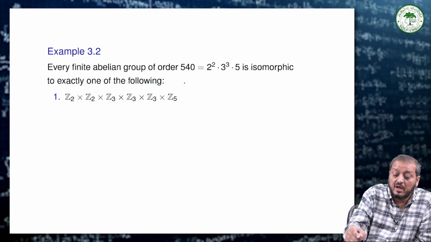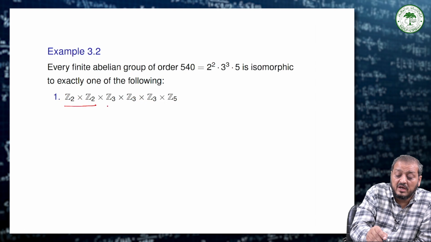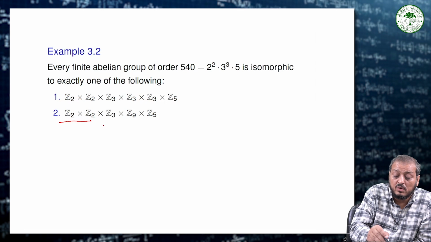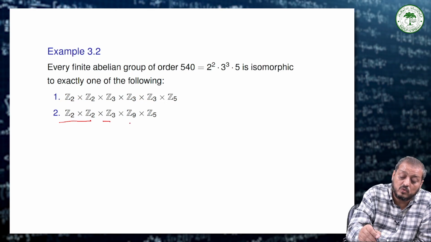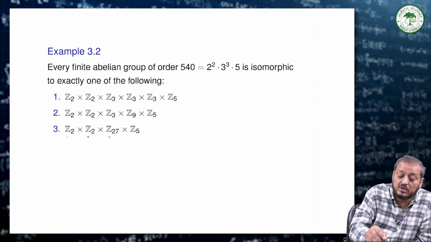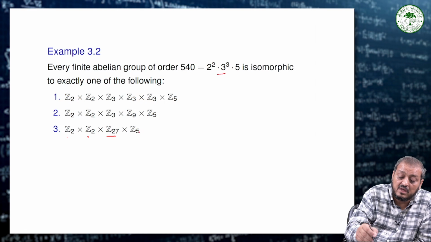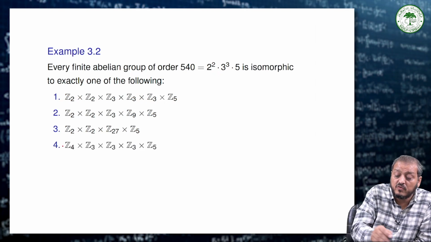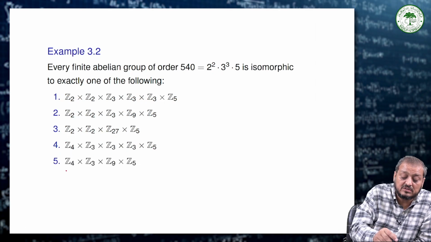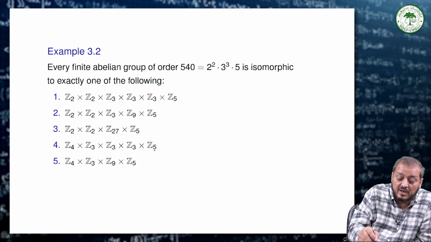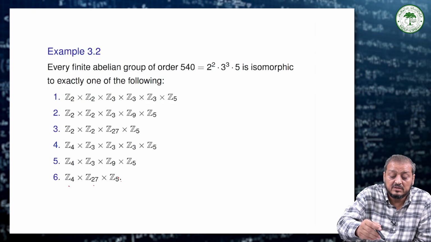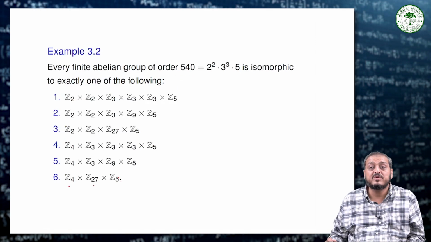So that means together we take one as Z2 cross Z2, Z3, Z3, Z3, Z5, then Z2 cross Z2, Z3 and Z3 square, which is Z9, Z5, and now we write Z2 cross Z2, Z27 and Z5. In the same way for Z4, Z3, Z3, Z3, Z5, then Z4, Z3, Z9 and Z5, and then Z4, Z27 and Z5. These are the total 6 representations of this.